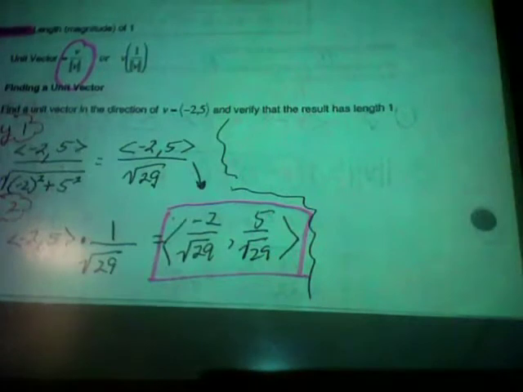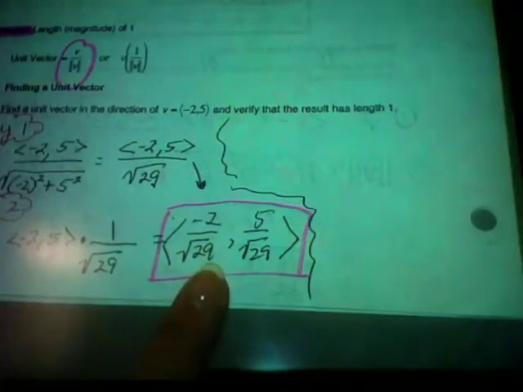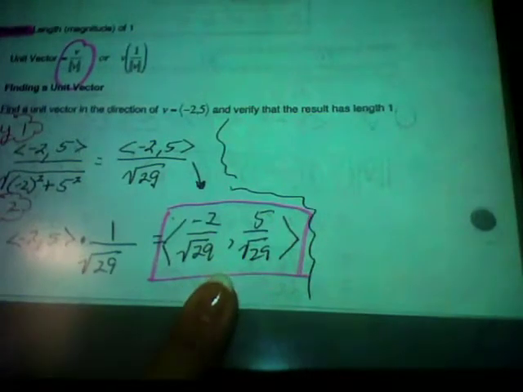Weird but true. So then there's a verification process that you have to go through. Now we're going to verify that this result has a length of 1. How are you going to do that? How do we find the length of this vector? The magnitude of this new vector. This is a unit vector now.